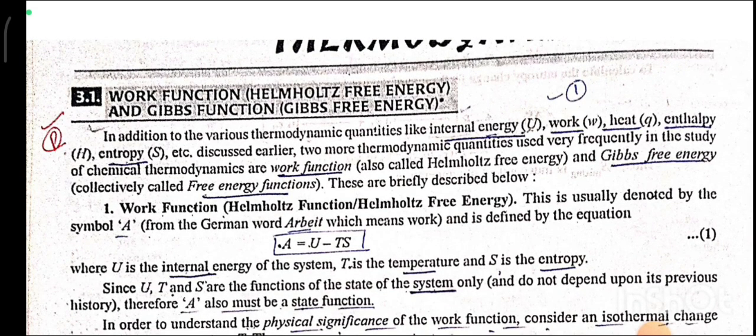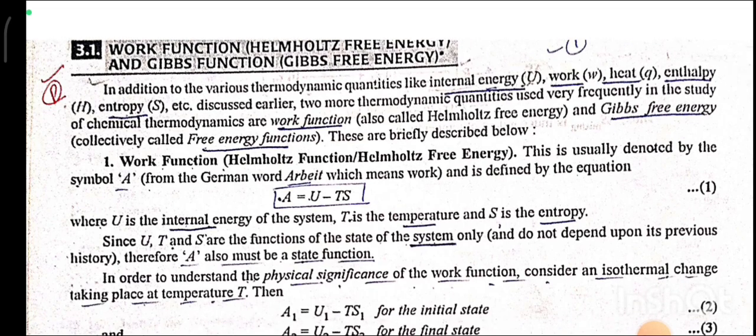So let's start. Work function, Helmholtz free energy and Gibbs function, Gibbs free energy. In addition to the various thermodynamic quantities like internal energy, work, heat, enthalpy, entropy, discussed earlier, two more thermodynamic quantities used very frequently in the study of chemical thermodynamics are work function and Gibbs free energy. They are briefly described below. Work function, Helmholtz function or Helmholtz free energy.